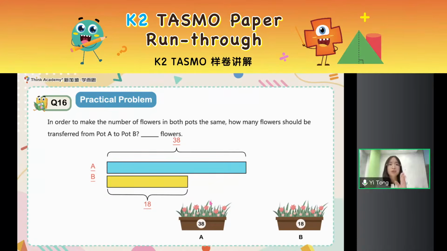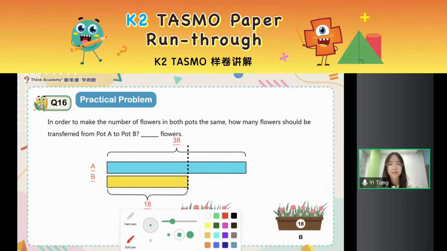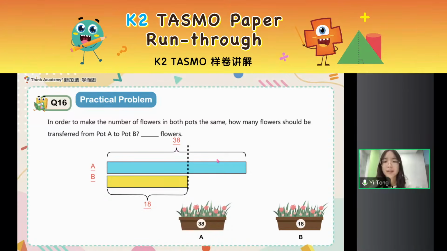Now, we need to move. That means we look at the extra part, or we say the difference. We look at the difference between A and B. And let's move it. So, first, let's draw a line. Here is the extra part. And we want to make sure after moving, A and B has the same number of flowers. So look at them. Now, if I want to move, so let's just draw a line here. So let's move this part to here. Right, let's move and draw.